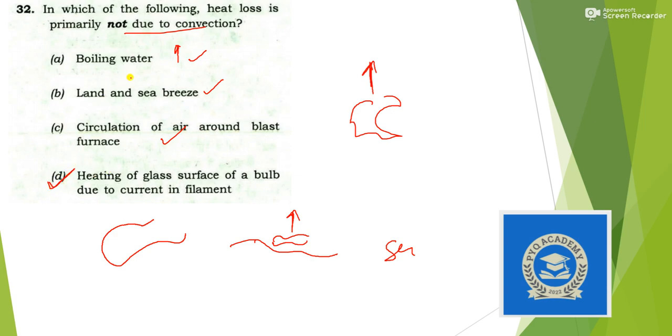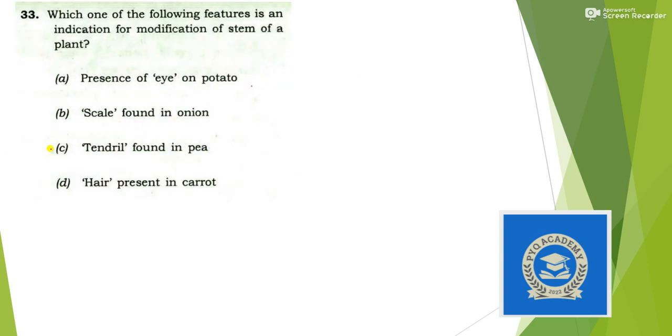Convection is only the vertical movement, so there is no vertical movement, so our answer is option D. Let's move to next question.